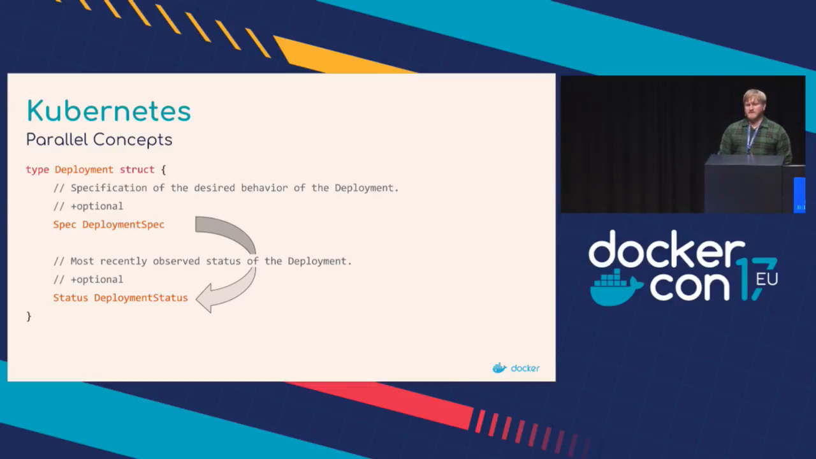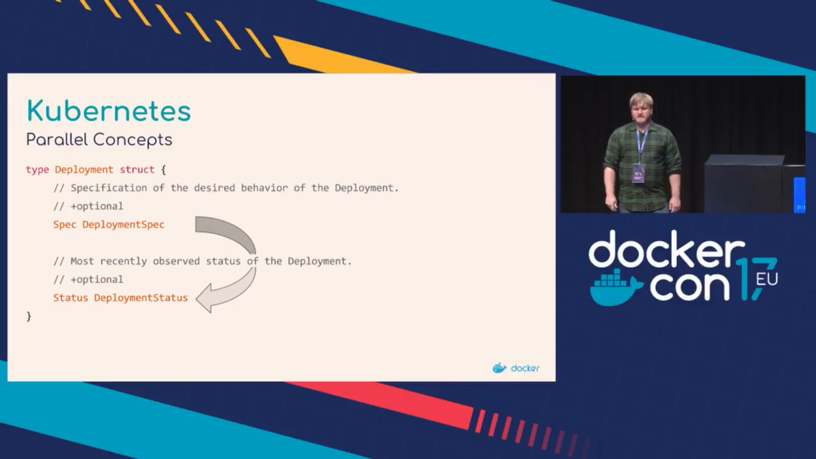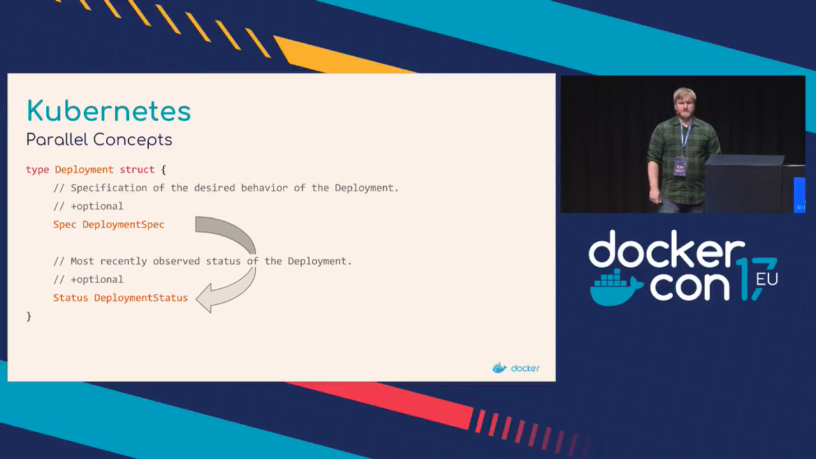Kubernetes has a parallel concept. This is the deployment struct that I've pulled out of the Kubernetes code base. We can see we have a deployment spec, which is a specification of the desired behavior of a deployment. A deployment in Kubernetes is roughly equivalent to a service, kind of. But the same concept happens where you feed the deployment spec back into the deployment status.